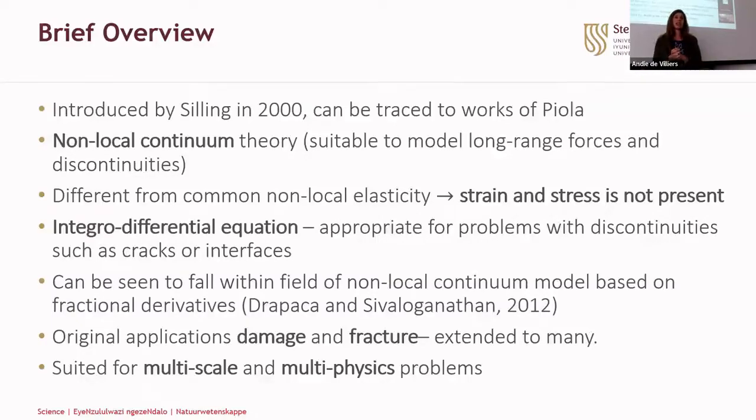So peridynamics is a non-local continuum theory, but it's different from other non-local continuum theories as the concept of stress and strain is not present. And this is very convenient when you want to work with discontinuities, because if you look at classical continuum mechanics, the governing equations are written as a PDE. But how do you calculate a spatial gradient over a discontinuity? So that's where the challenge comes in.